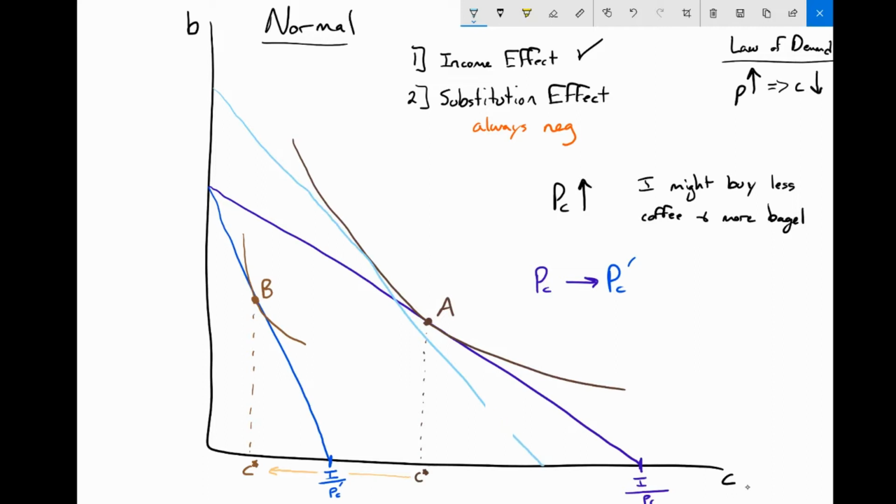Imagine that they were given enough money that even though the price has gone up, they're able to buy a bundle on their original indifference curve. Forgive me. Let me try to get a real straight line here. All right, that's just going to have to work. Sorry guys. It has to be parallel to this dark blue line.